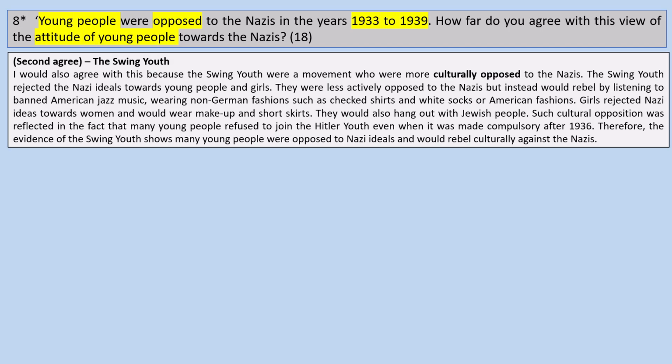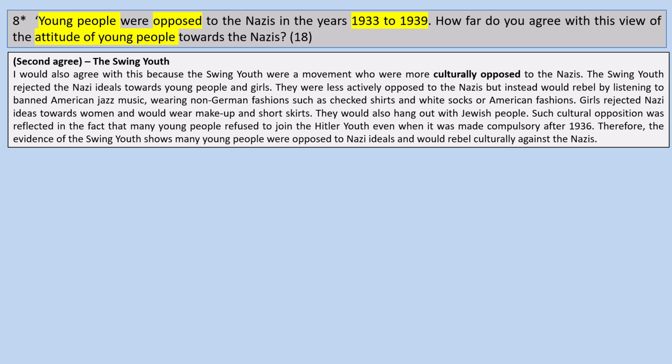So our next agree is going to focus on the swing youth. I would also agree with this because the swing youth were a movement who were more culturally opposed to the Nazis. The swing youth rejected the Nazi ideals towards young people and girls. They were less actively opposed to the Nazis, but instead would rebel by listening to banned American jazz music, wearing non-German fashions such as check shirts and white socks, or American fashions. Girls rejected Nazi ideas towards women and would wear makeup and short skirts. They would also hang out with Jewish people.